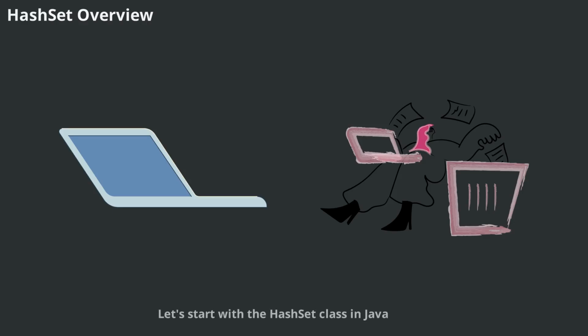Let's start with the HashSet class in Java. HashSet implements the set interface and is part of the Java collections framework. Its main purpose is to store a collection of unique elements, meaning duplicates are not allowed. Internally, HashSet uses a hash function to map each element to an index in an array, which allows for fast access, addition, and removal of elements. As long as the hash function distributes elements well, basic operations like add, remove, contains, and size are performed in constant time. This makes HashSet a great choice when you need to ensure uniqueness and efficiency in your collection.